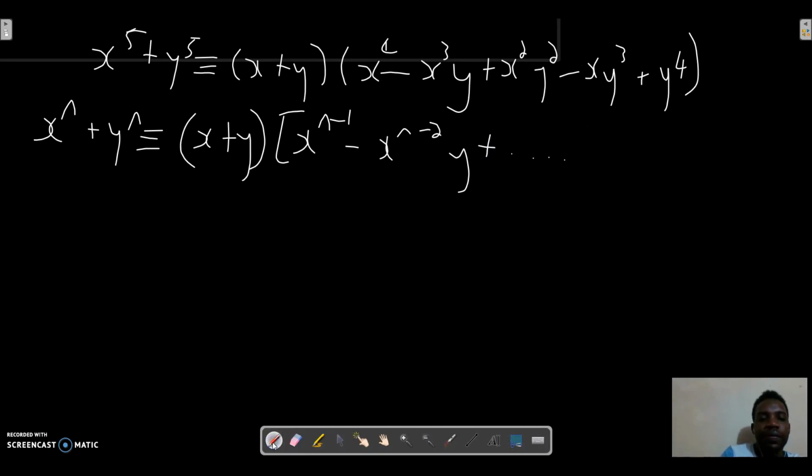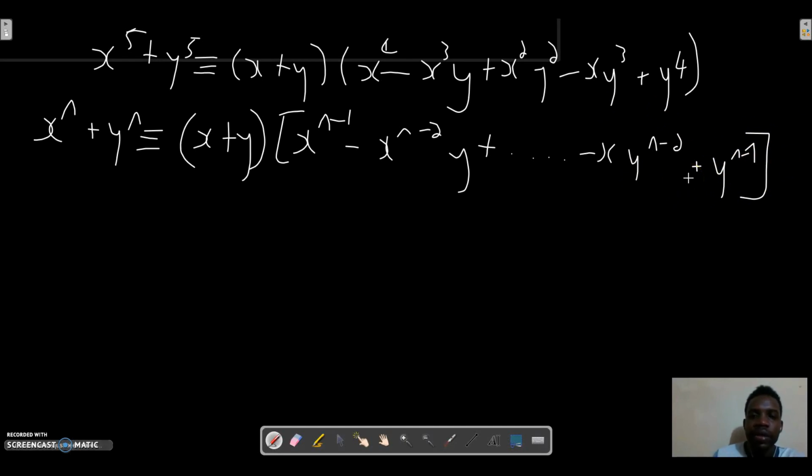So you're going to have minus x y to the n minus 2, and then the last term will be plus y to the n minus 1. And this makes sense because if n is odd, n minus 1 would be even, and hence you would have raised a negative y to an even power, which is going to make it positive. Now that we have looked at the sum and differences of x to the n plus y to the n, what would happen if you were to get an example to factorize? That's what we're going to be looking at next.